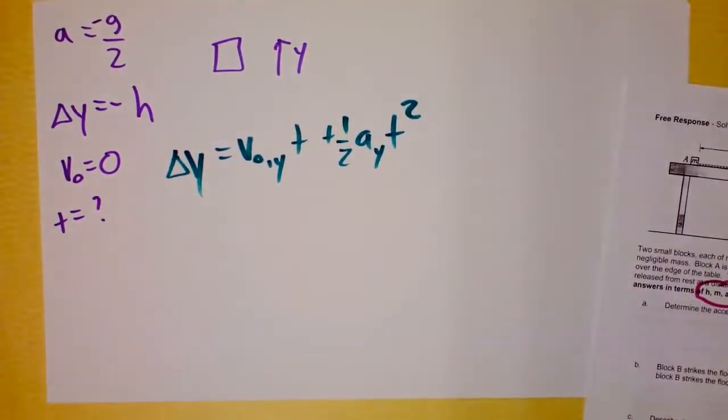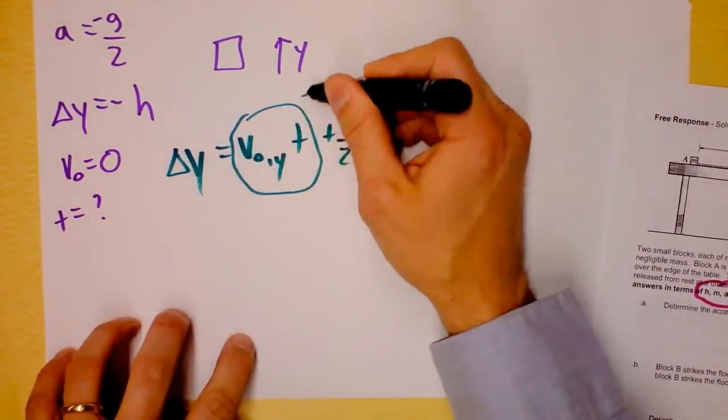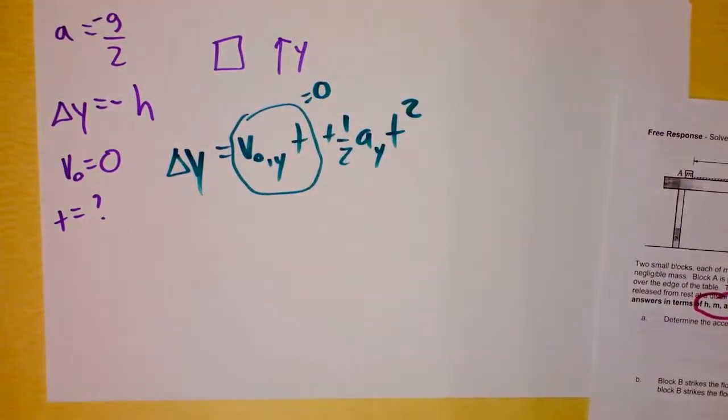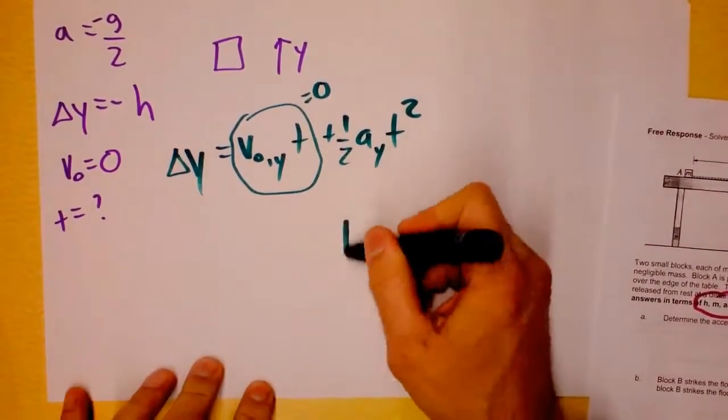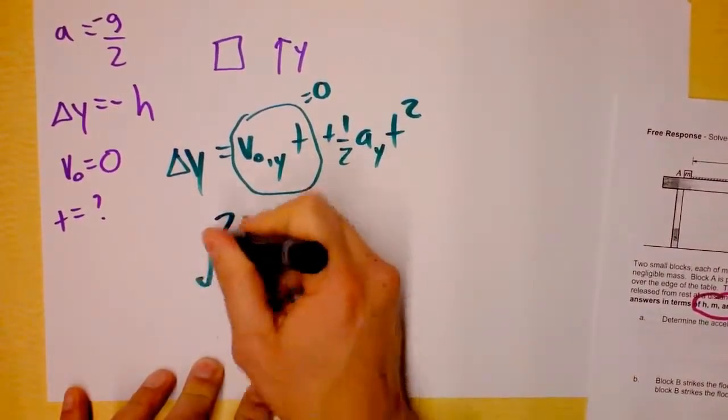Okay, so what are we supposed to do? We're supposed to circle some part and say that the initial velocity is 0. It's already dead, I found it that way. Trying to solve for t, you get t equals the square root of 2 delta y divided by a_y.